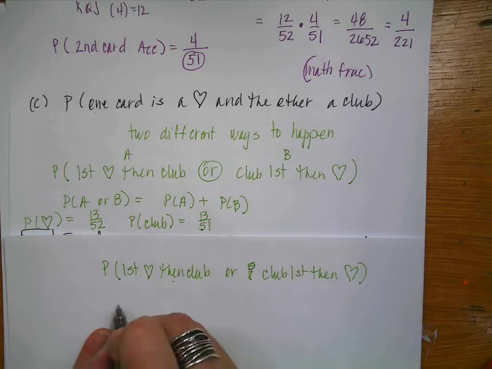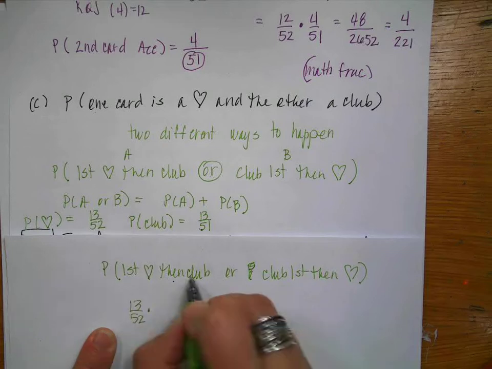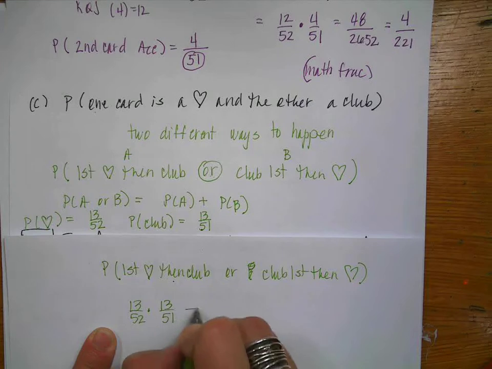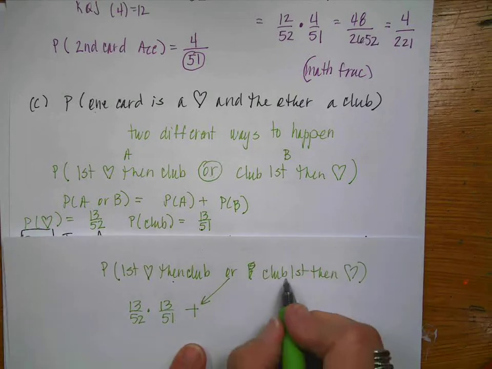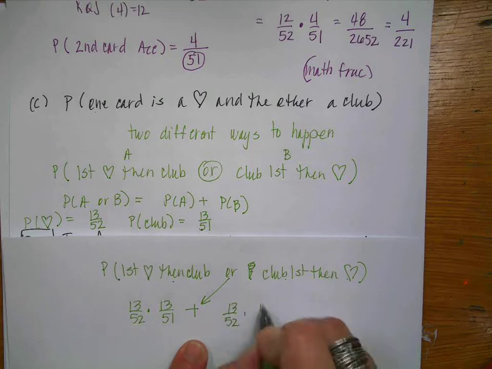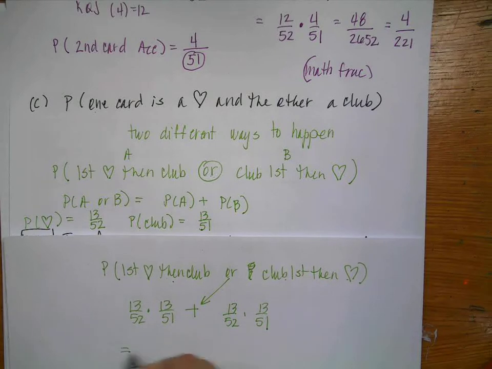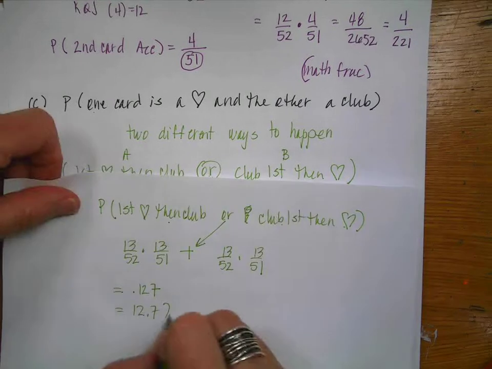Okay, so if I manage this one, this is going to be the probability of a heart is 13 out of 52 multiplied by the probability of getting a club, 13 out of 51, plus, because this is my or, and then I'm going to have the probability of getting a club, 13 out of 52, and then a heart, 13 out of 51. And so if I multiply all of these fractions together, I'm going to get 0.127, so that is 12.7%.